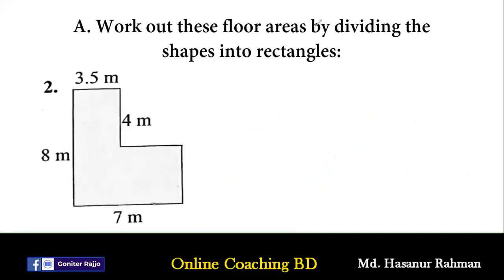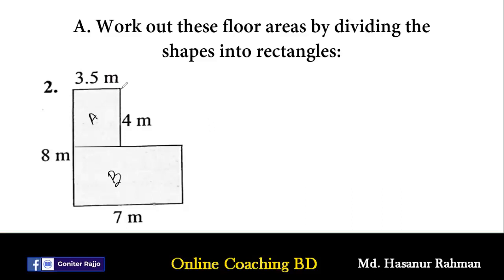Now number two is actually the same. We have to divide this shape into two rectangles. So how can we do this one? If we draw this line, then we can easily divide this shape into two figures. This is rectangle A and this is rectangle B. So what will be the area of rectangle A?